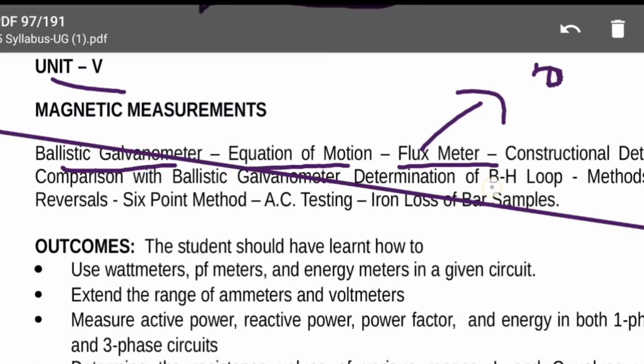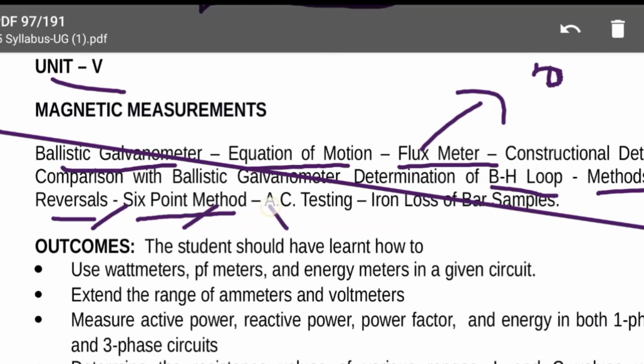Another one is determination of BH loops or hysteresis loops: the 6-point method, that means the step-by-step method, and the method of reversal. From these topics, one is meters: ballistic galvanometer, flux meter, equation of motion. From the other two topics, method of reversal, 6-point method or step-by-step method.